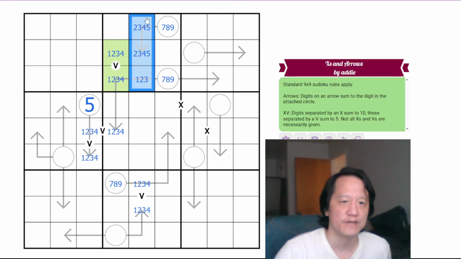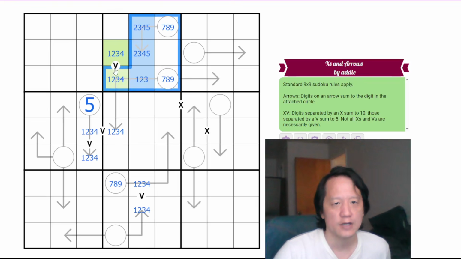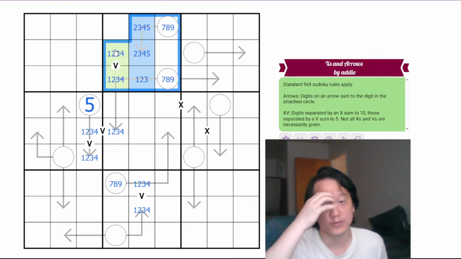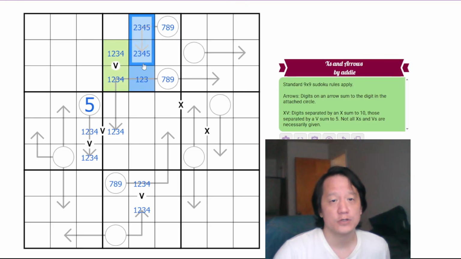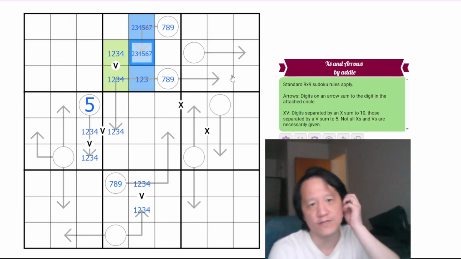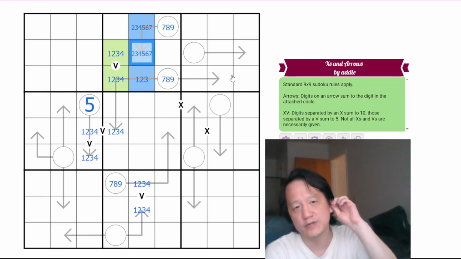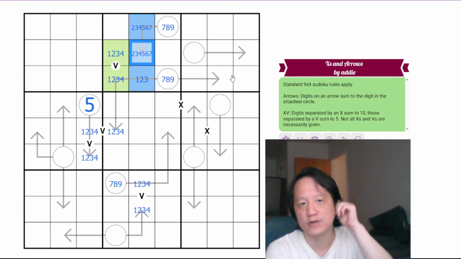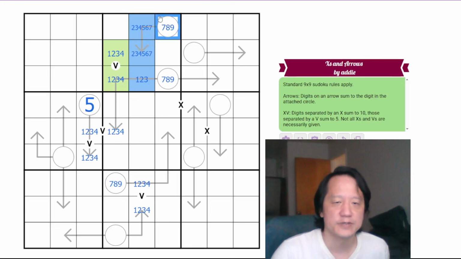Because if we did, we'd have 5 digits in this box. That would have to be 1 through 4. And that's not possible because there's only 4 digits from 1 through 4. So this could be 2 and 5, 2 and 6, 2 and 7, 3 and 4, 3 and 5, 3 and 6, or 4 and 5 here, to add up to 7, 8, or 9.